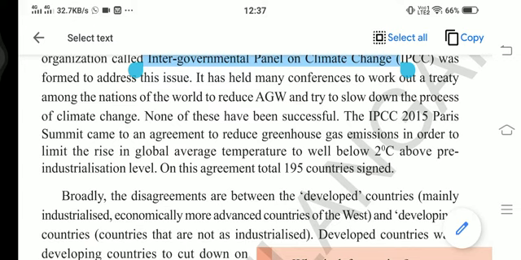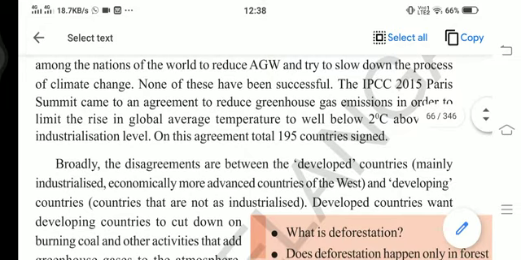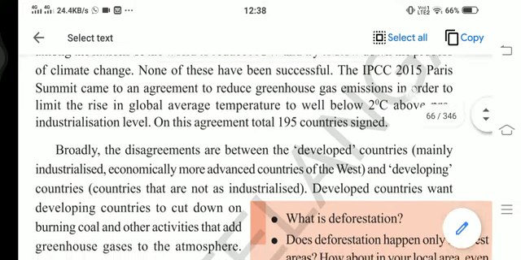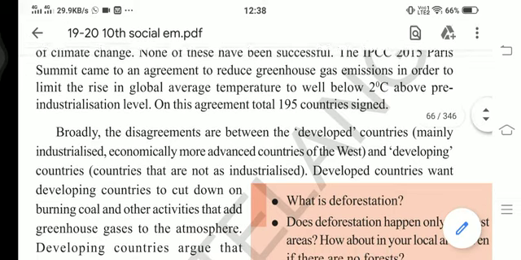So what happens when anthropogenic global warming continues? There would be an increase in temperature by 2 degrees centigrade. To reduce this 2 degrees centigrade increase, 195 countries have signed, but this agreement failed. Broadly, the disagreements are between developed countries and developing countries. Understand? Industrialized, economically advanced countries are called developed countries. Developed countries are the European countries and Western countries. Developing countries are not industrialized.